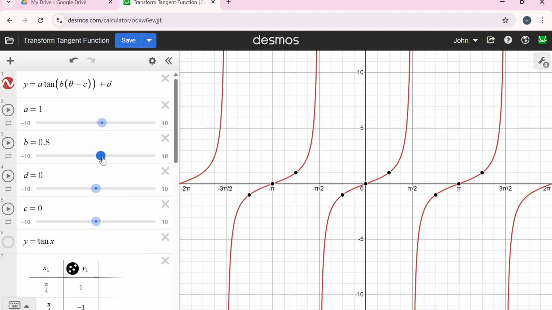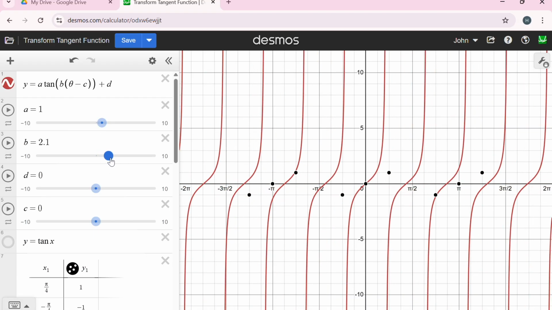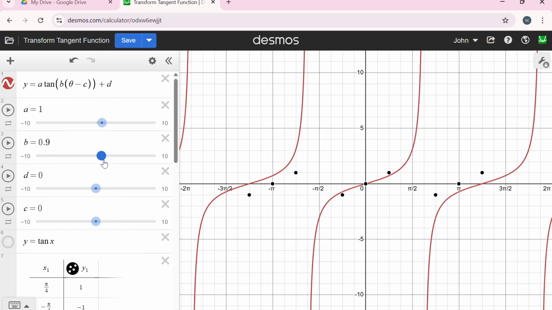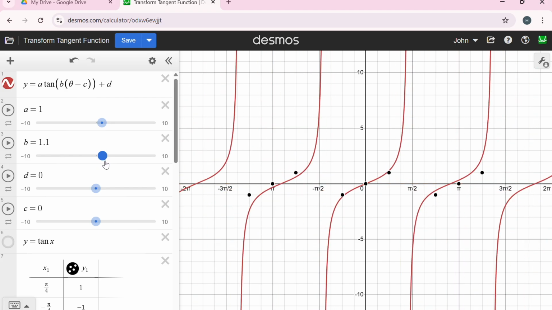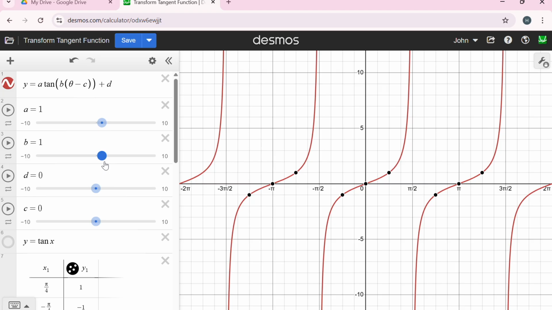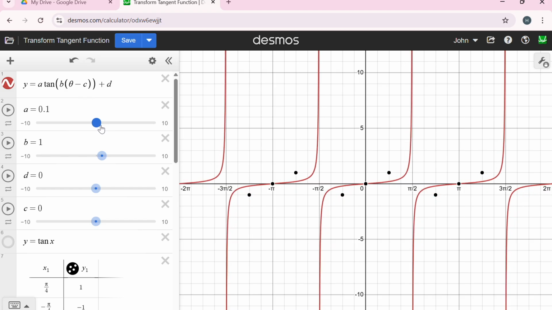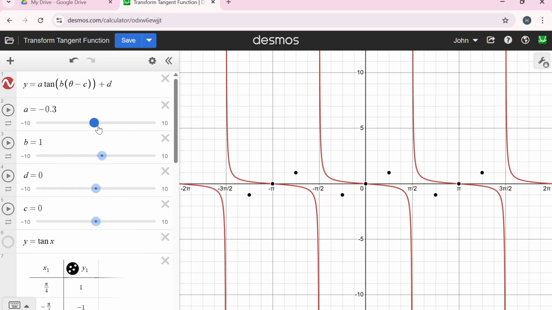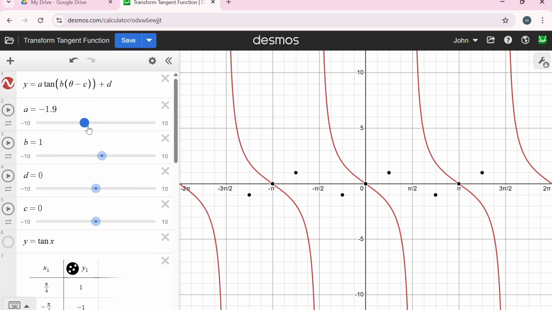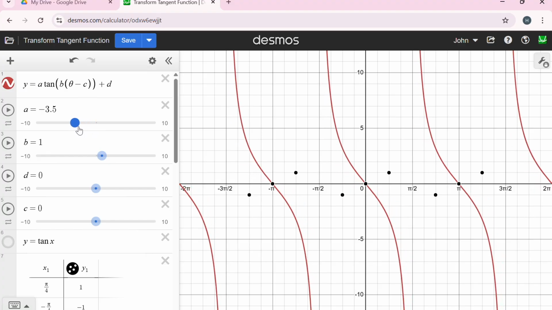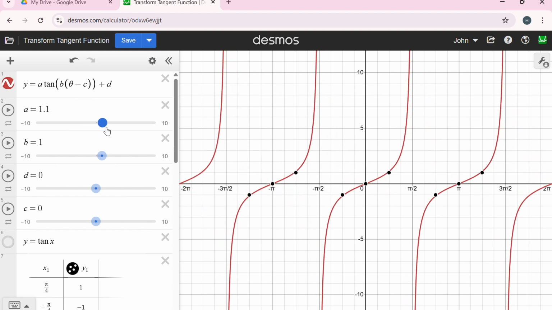B value, well, that's the horizontal stretch about the y-axis. Well, let me go back to A value. So if I go up, that makes sense. What if I go negative? It flips around the other way, right? So it's like a reflection. So that makes sense. Okay, so let's go back to A equals 1.